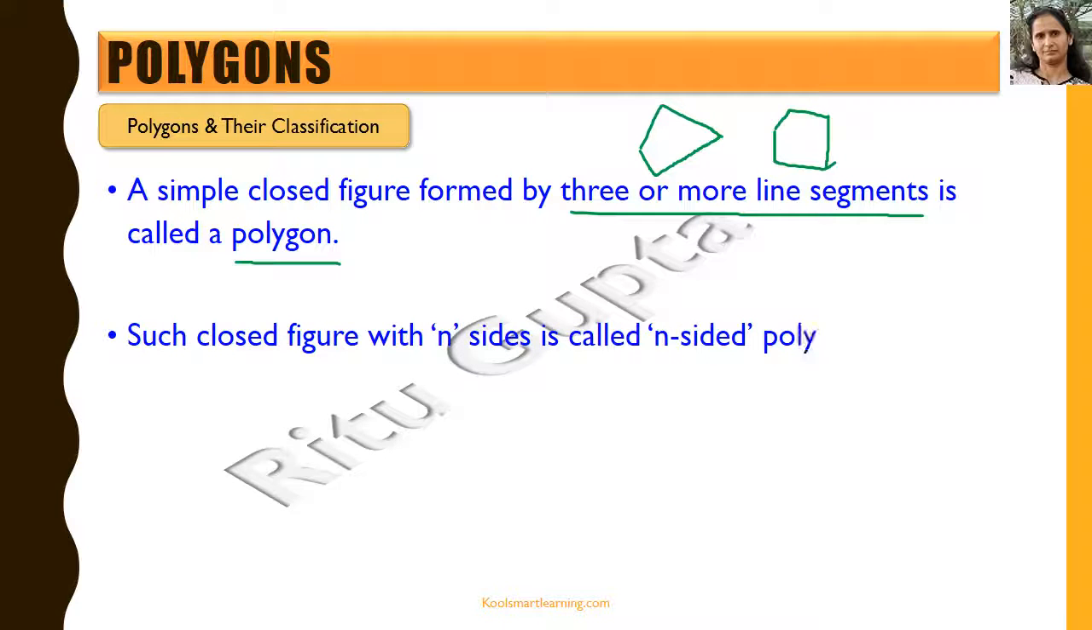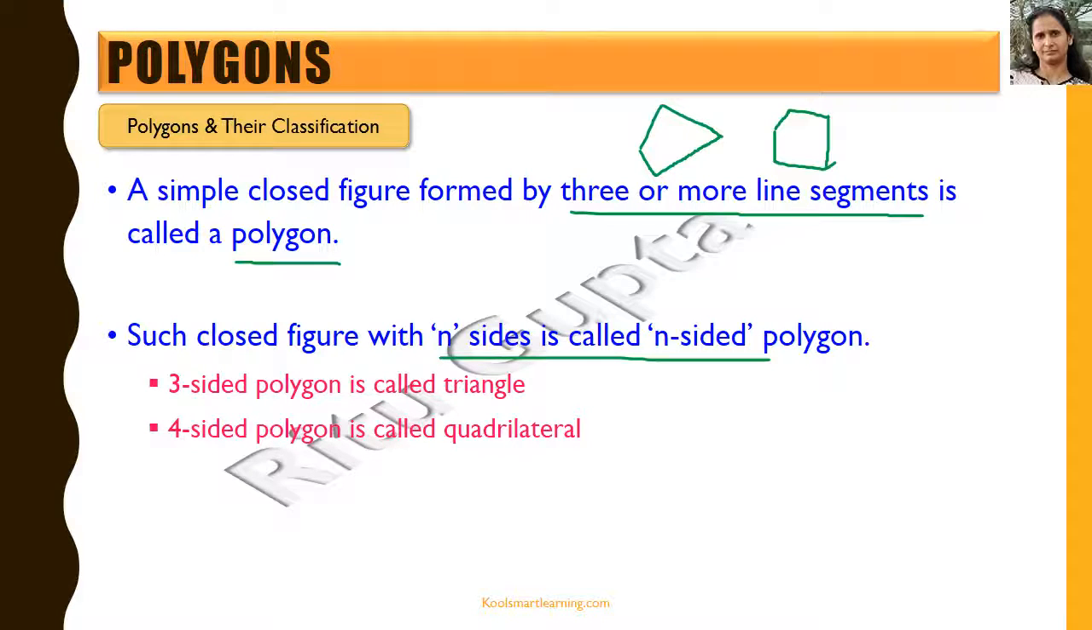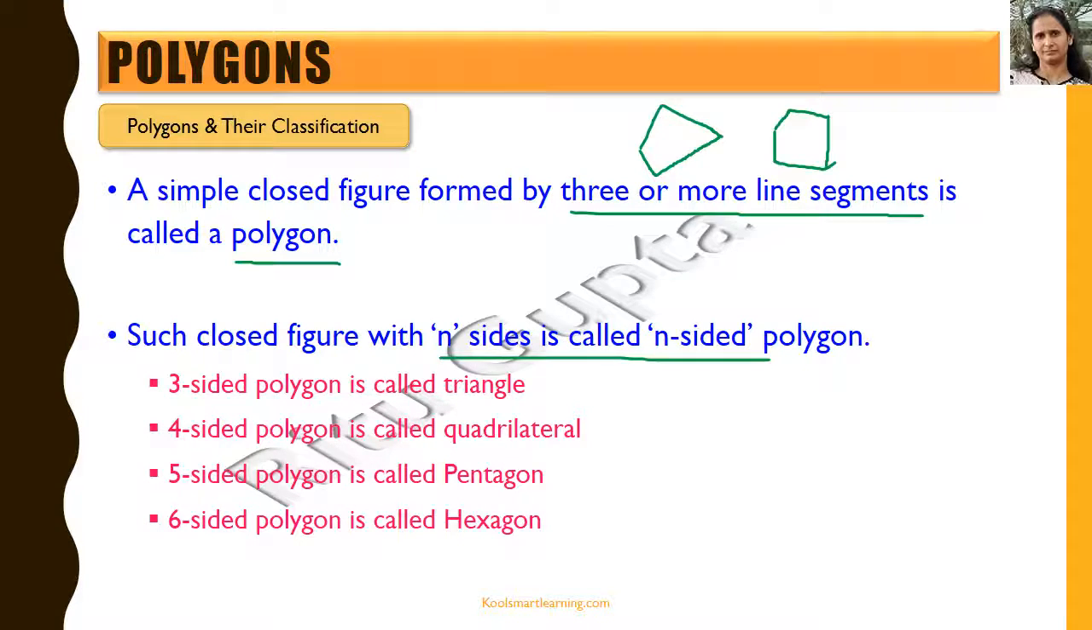Now such a closed figure with n sides is called an n-sided polygon, and we have special names for some of these. If we have a 3-sided polygon, we call it a triangle. A 4-sided polygon is called a quadrilateral. A 5-sided polygon is called a pentagon. 6-sided is called hexagon. 7-sided, heptagon. 8-sided, octagon. 9-sided, nonagon. 10-sided, decagon, and so on.